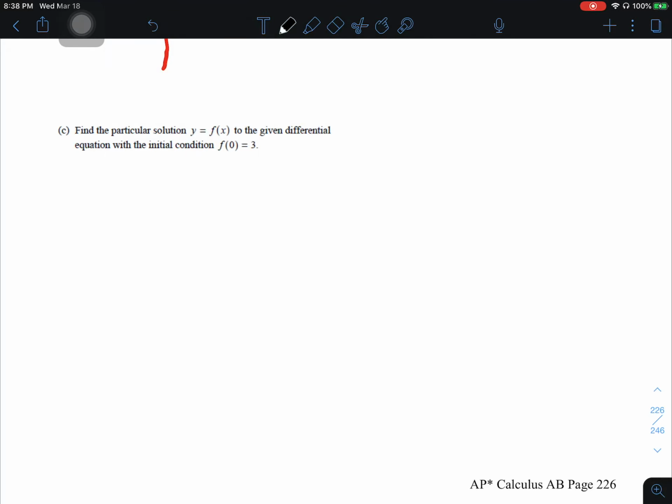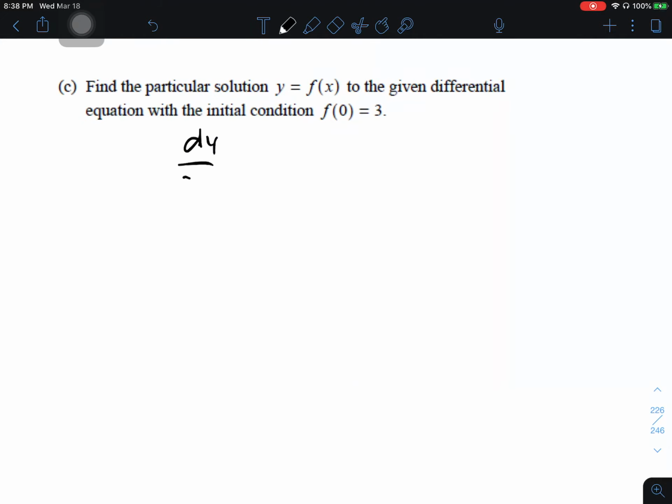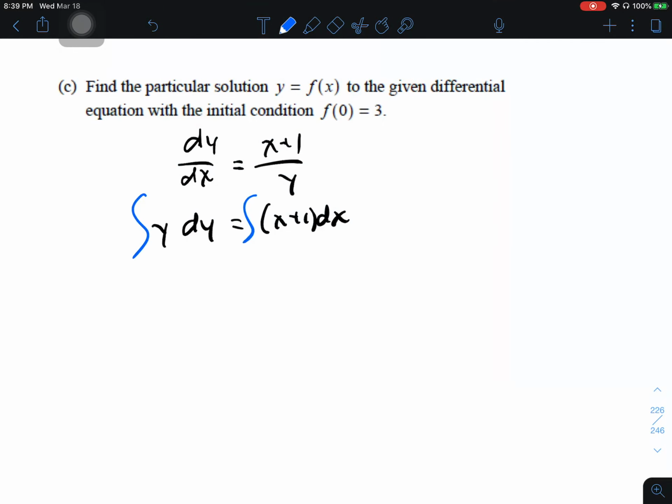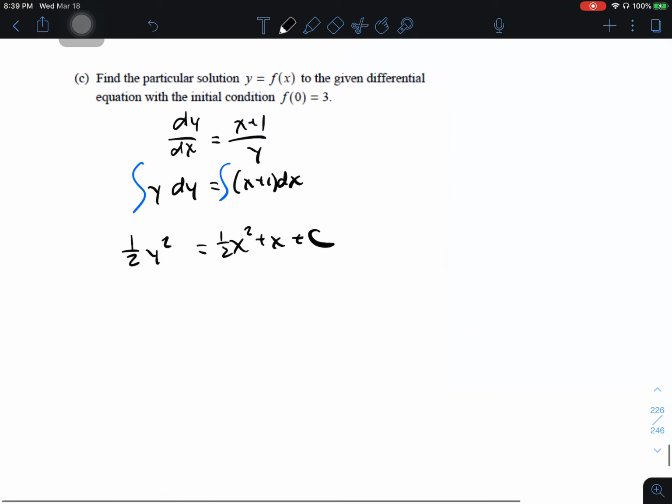Part C, find a particular solution to the given differential with the initial condition 0, 3. So once again, we take the differential and we separate the variables. Separating the variables, we get y dy equals the sum of x and 1 dx. If you integrate both sides, the left side with respect to y, the right side with respect to x, make sure you add in your arbitrary constant.